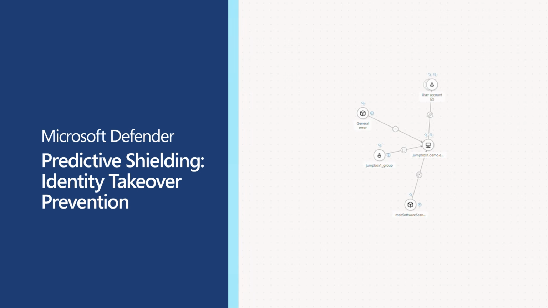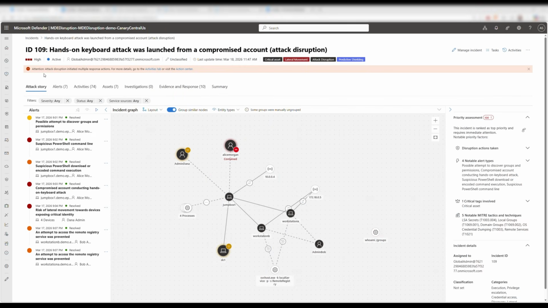Microsoft Defender uses predictive shielding as a proactive defense strategy designed to anticipate and mitigate threats before they materialize. Predictive shielding leverages the broad suite of Microsoft tools, unifying data to infer attack protection and risk, and then uses those insights to prevent compromise. In this demo, we'll show how Defender predicts and prevents identity takeover before it happens.